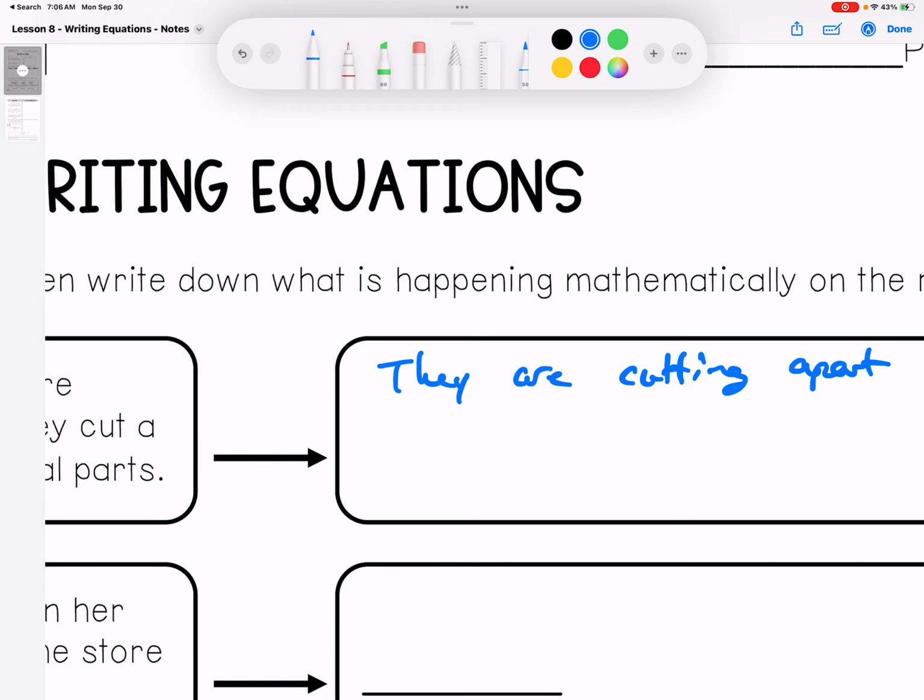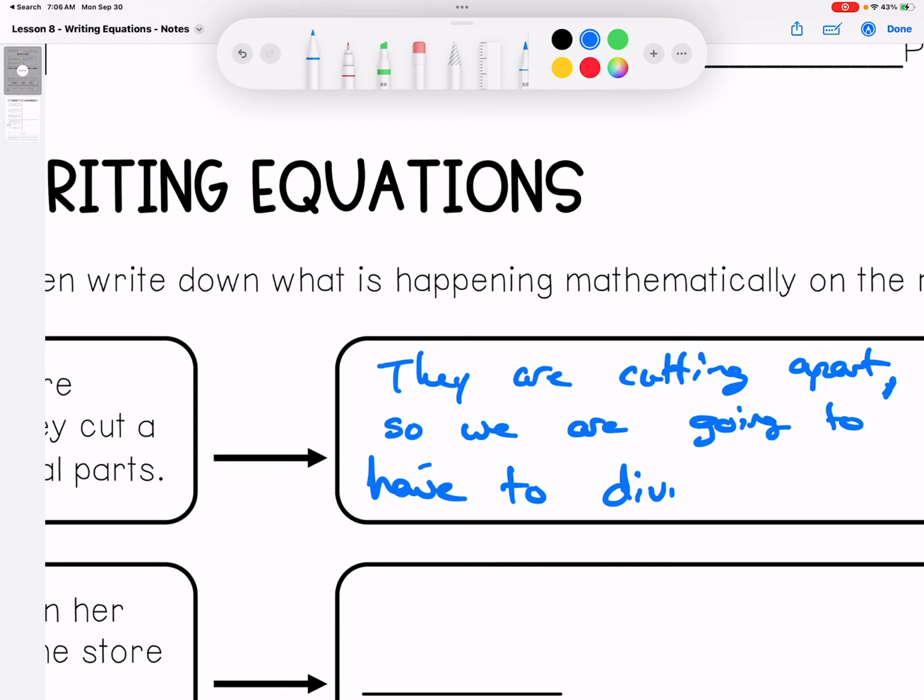So what do you think we're going to have to do? Divide, because they are cutting it apart. So they are cutting apart stuff. So we're going to have to divide.